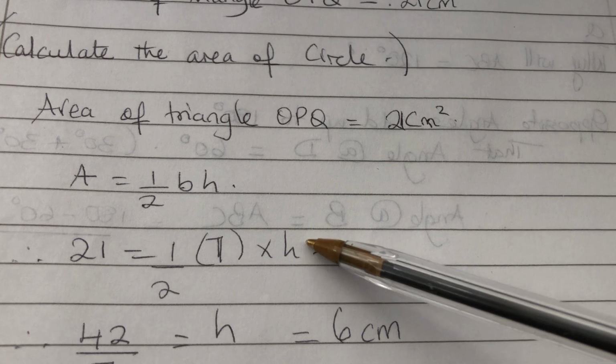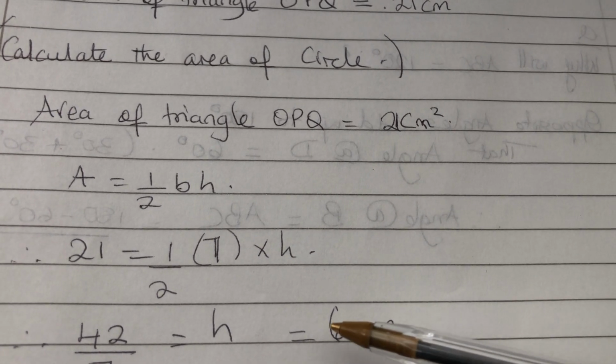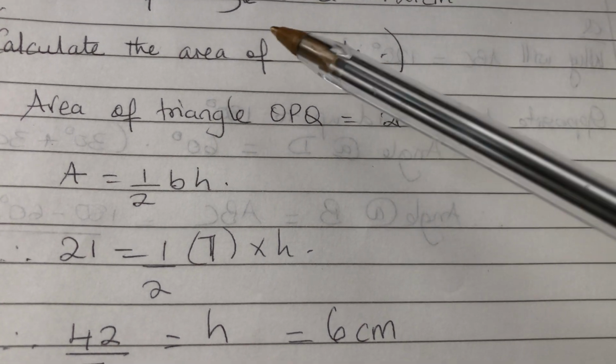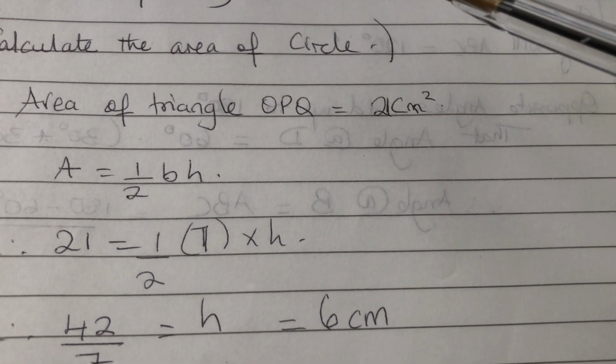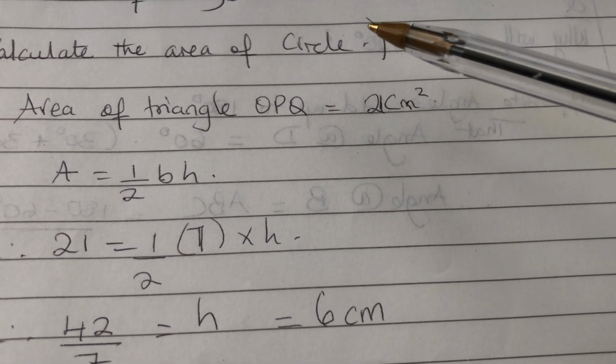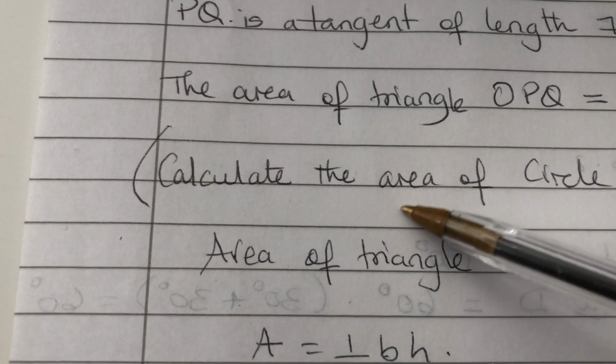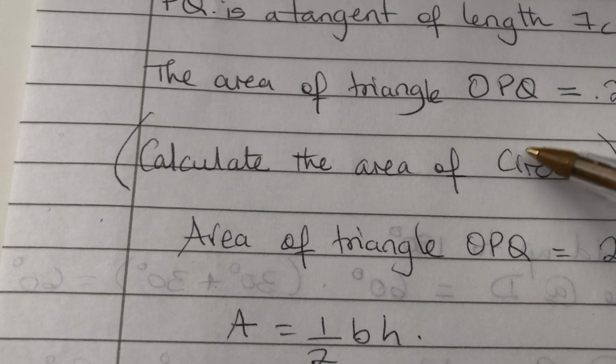If we find that radius, then we can put that radius and find the area, because we have been asked to find the area of the circle. It says calculate the area of the circle, that circle here.